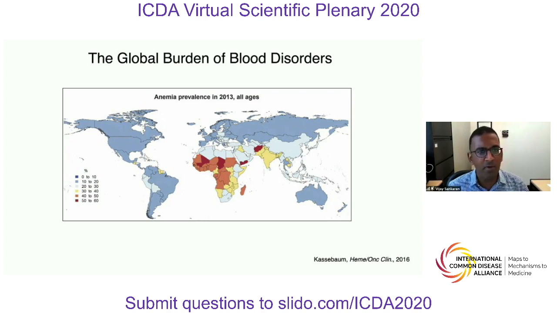And so, for example, I've illustrated here the worldwide prevalence of anemia due to disordered red cell production, where you can see it's widespread throughout the world, with some regions particularly heavily affected. While much of the burden of these diseases can be attributed to nutritional and infectious causes, there's certainly an enormous burden for genetic variation in contributing to these disorders.